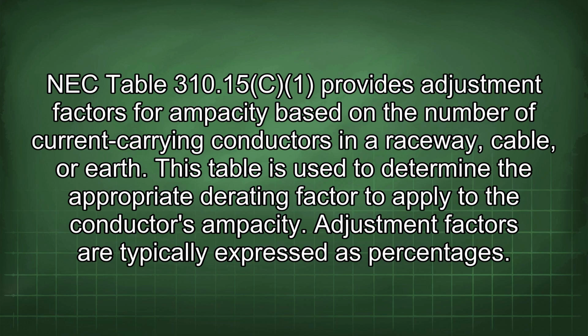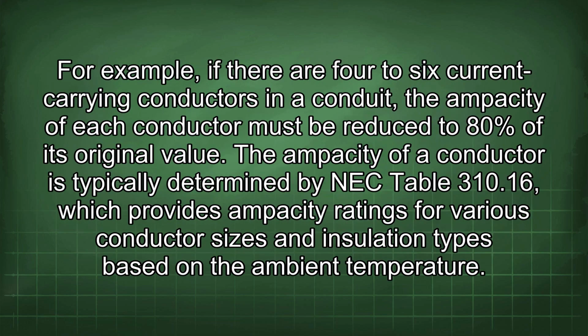Adjustment factors are typically expressed as percentages. For example, if there are 4 to 6 current-carrying conductors in a conduit, the ampacity of each conductor must be reduced to 80% of its original value. The ampacity of a conductor is typically determined by NEC Table 310.16, which provides ampacity ratings for various conductor sizes and insulation types based on the ambient temperature.